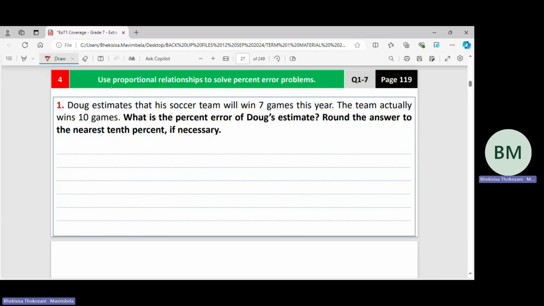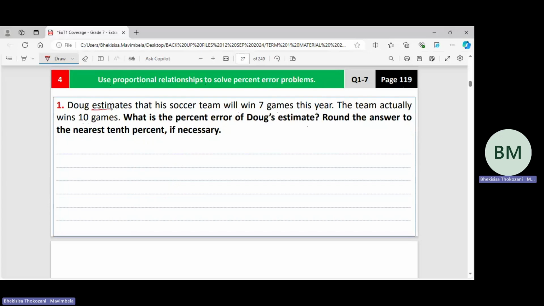117, where we are looking at use proportional relationship to solve percentage error. Now the question here says, Doug estimates his soccer team will win 7 games this year. The team actually wins 10 games. What is the percentage error of Doug's estimate? Round the answer to nearest 10th percent. So few things we need to underline here.